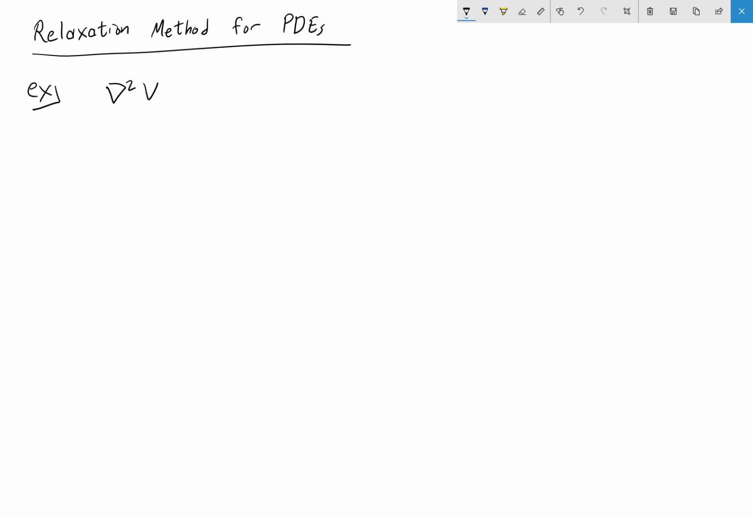So let's do Laplace's equation. This is used here to find, say, the voltage in empty space, in the case where there are no free charges. Okay, so if we write this out in two dimensions, we have the second partial derivative of v with respect to x plus the second partial derivative of v with respect to y is equal to 0.